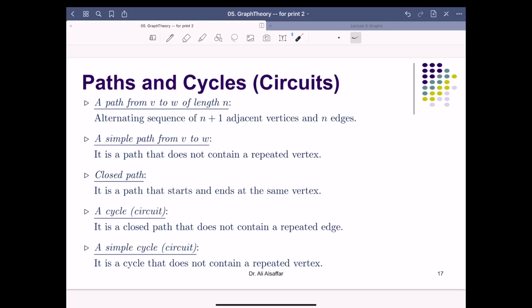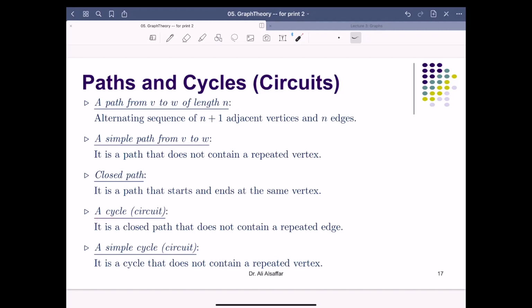Now, when you visit alternating vertices, here you don't have any restrictions. You can visit the same vertex more than once, and also you can visit the same edge more than once. So it is allowed to have repeated edges, and it is allowed to have repeated vertices. Now, a simple path is a path between two vertices, but there is a restriction that it is not allowed to have repeated vertices. Now, a closed path is a path that starts and ends at the same vertex. And again, you are allowed to have repeated edges and repeated vertices.